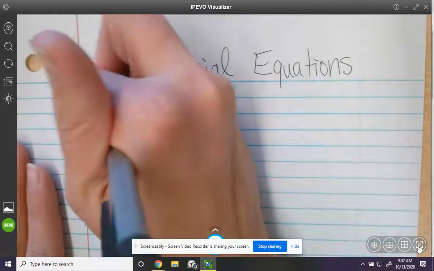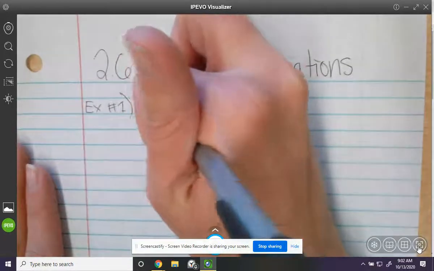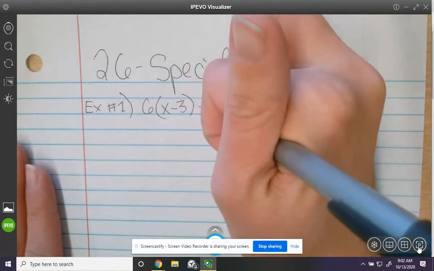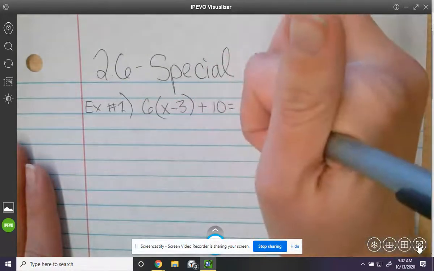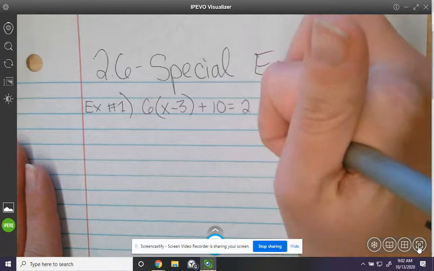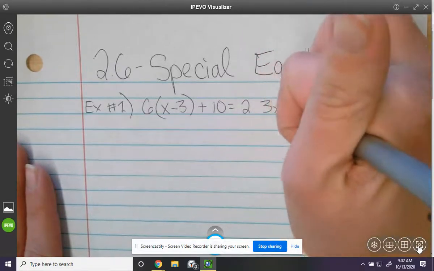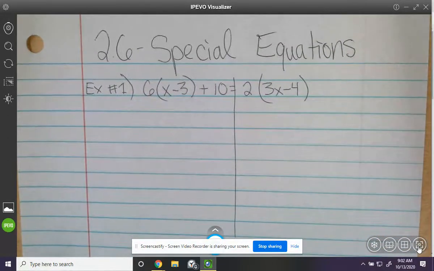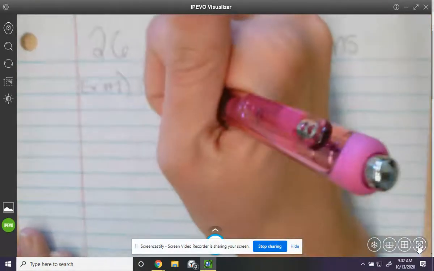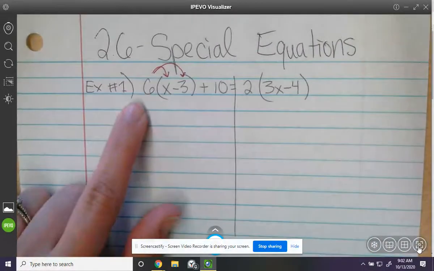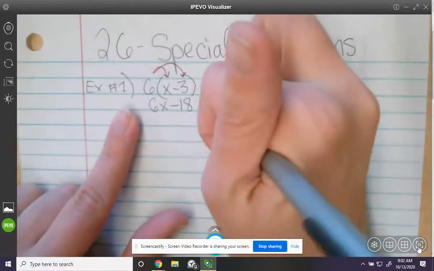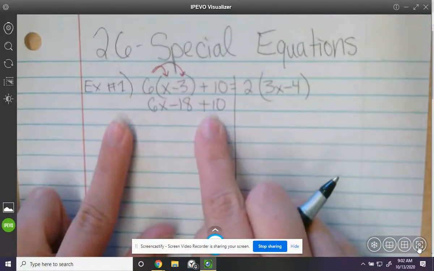All right, so we're just going to jump right into example 1: 6 times (x minus 3) plus 10 equals 2 times (3x minus 4). So you're going to distribute on this side. Multiply 6 by everything in parentheses, so 6x minus 18, and then you would add 10 there.